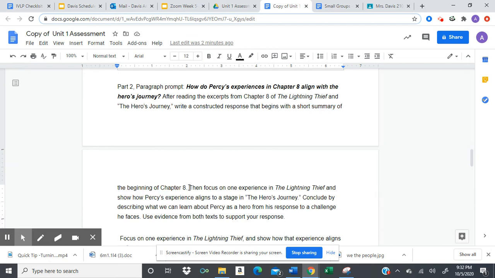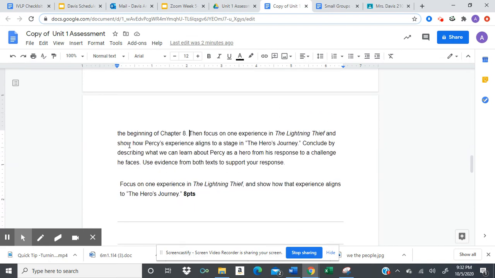Then focus on one experience in The Lightning Thief and show how Percy's experience aligns to the stage in the hero's journey. Conclude by describing what we can learn about Percy as a hero from his response to a challenge he faces. Use evidence from both texts to support your answer. So that means you should have a quote from The Lightning Thief, and you should also have a quote from the hero's journey. That's what this is saying. Use evidence.